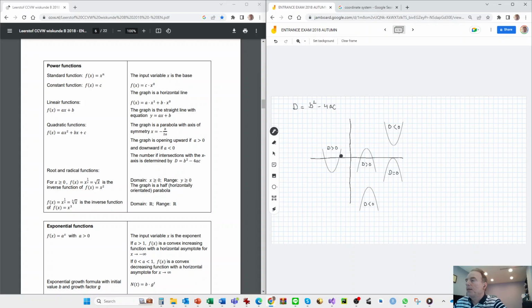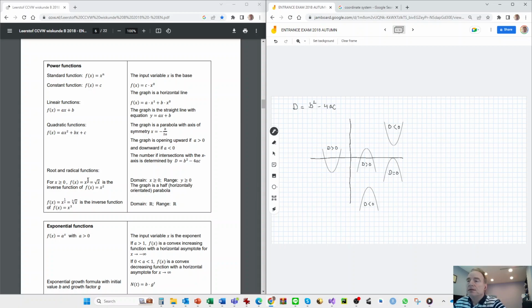When the discriminant is positive, then there are two intersections with the x-axis. So these two situations, when d is negative, there are no intersections. These are this situation and this situation. And when the discriminant is 0, you have exactly one intersection like given here. Then you can have root functions when n is 1/2 or 1/3.